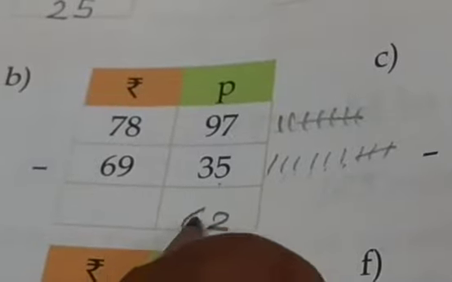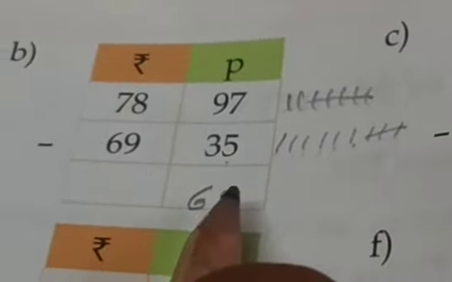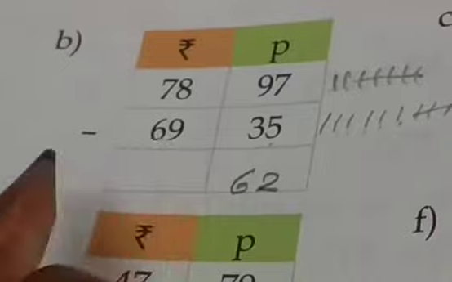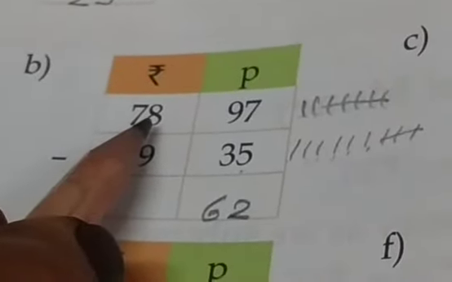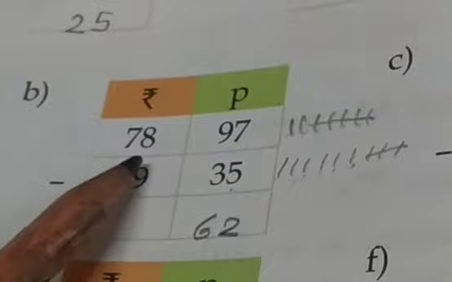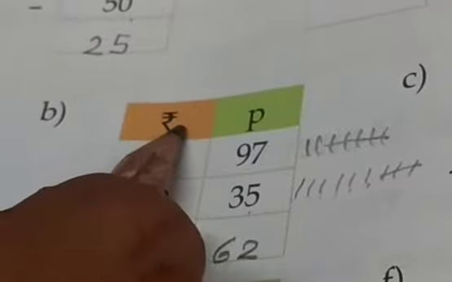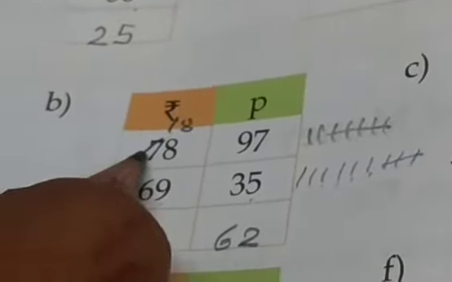62. Already you know this addition and subtraction, children. Be careful while you are doing it, okay? 8 minus 9. Now here, what is the difference? Yes, 8 is the smaller number. We can't subtract 9 from 8. So what do we have to do? I should borrow from the 7 and make it 18. 7 you have to change to 6. Whenever you borrow, quickly change this number before.